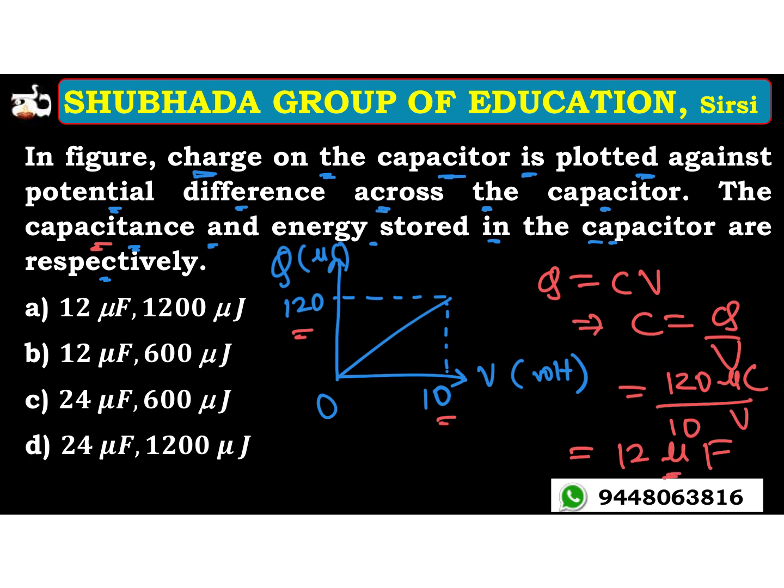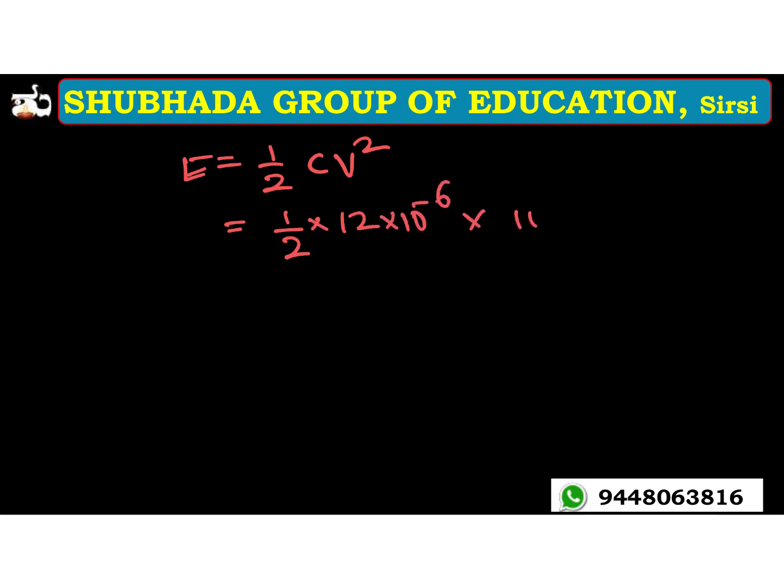12 microfarad is there in which option? Option A is also there, option B is also there. So that's the reason I have to calculate the value for energy as well. To get the value for energy, energy E is equal to 1 by 2 times C into V square. The capacitance we got is 12 microfarad. 12 into 10 to the power of minus 6 into V square, which is 10 square here.